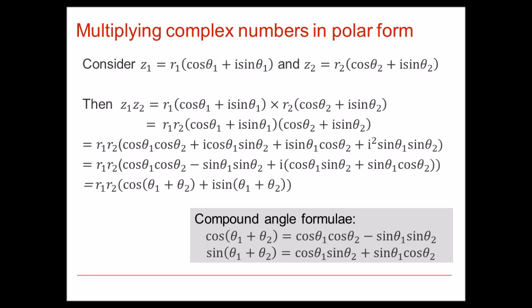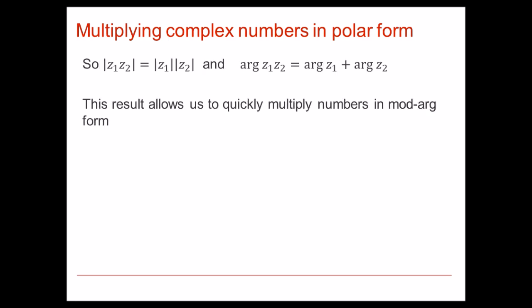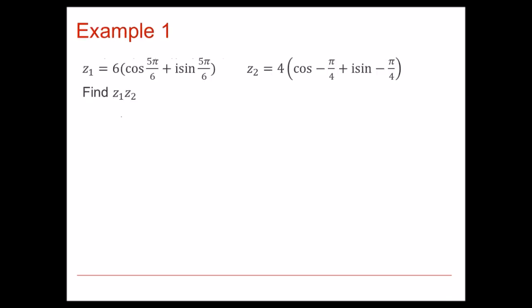You may wish to pause the video at this stage and follow this all carefully for yourself. This result leads us to the conclusion that the modulus of z1 z2 equals the modulus of z1 multiplied by the modulus of z2, and that the argument of z1 z2, that product, equals the argument of z1 plus the argument of z2. This result allows us to quickly multiply complex numbers when they're given in modulus argument form.